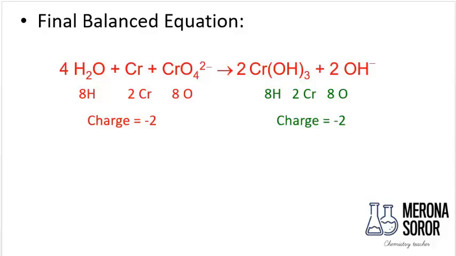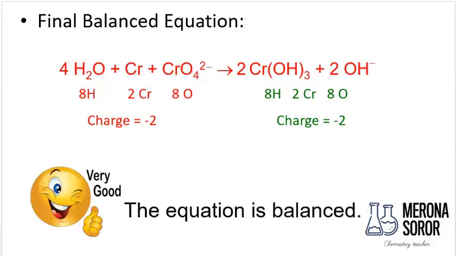So we achieve the law of conservation of mass because the number and type of atoms in the reactants equals the number and type of atoms in the product. To check the charge, the only species that carries charge is this species, which carries 2 negative charges, and this 2 multiplied by 2 gives only 2 negative charges, so the net charge is equal in reactants and products. So now, very good, the equation is balanced.